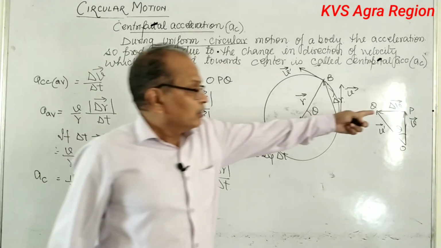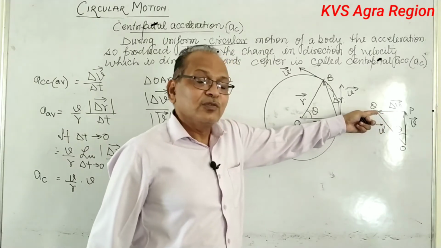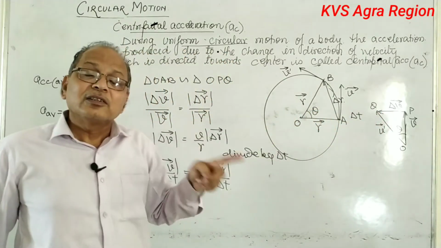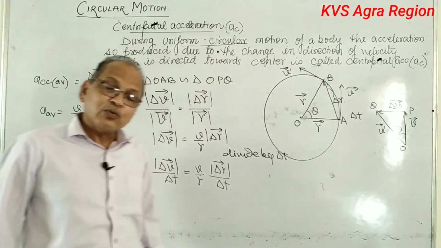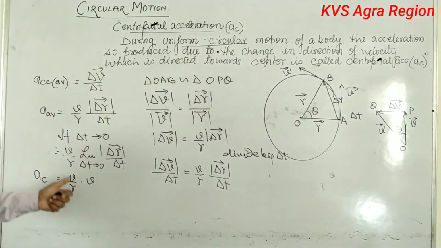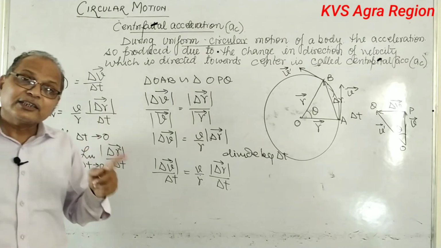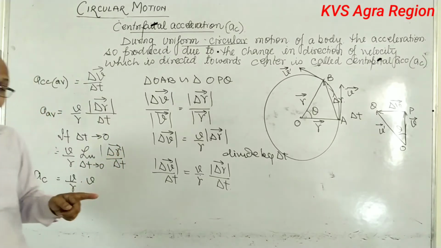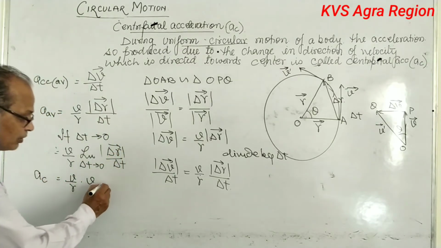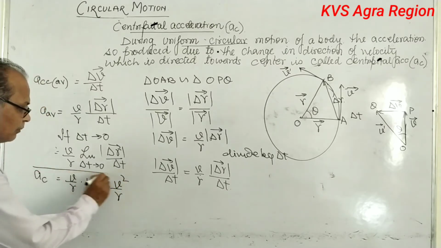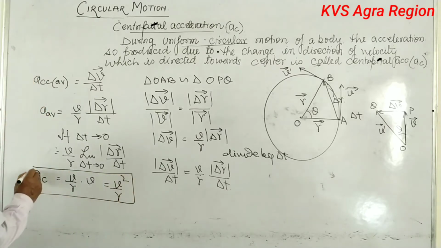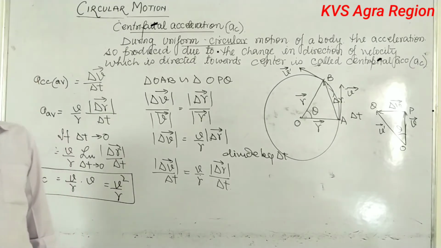Now see, this is the direction of the delta v which is directed towards the center. The direction of the acceleration is towards the center. Therefore, this is the centripetal acceleration at a particular time. At a particular time, this will be the v square upon r. This is a very important expression. Centripetal acceleration is v square upon r.